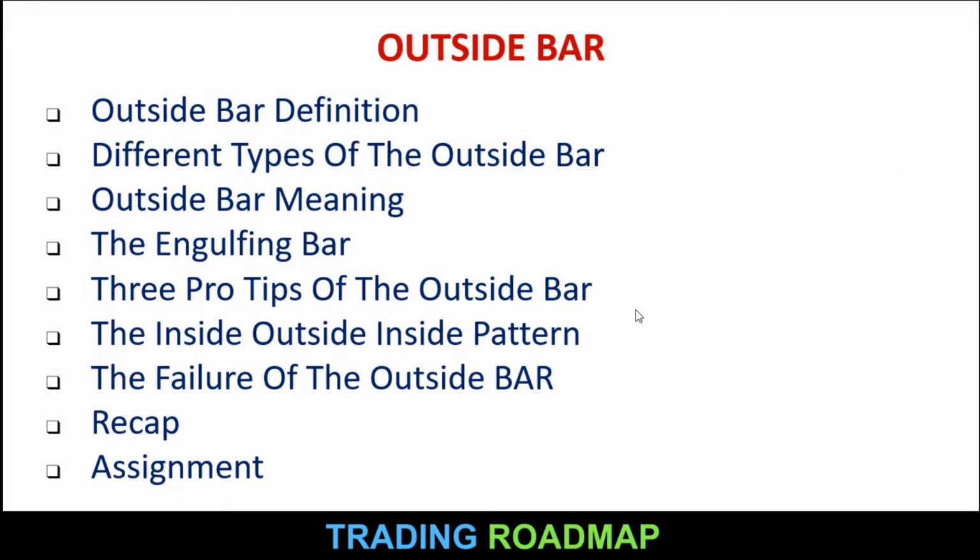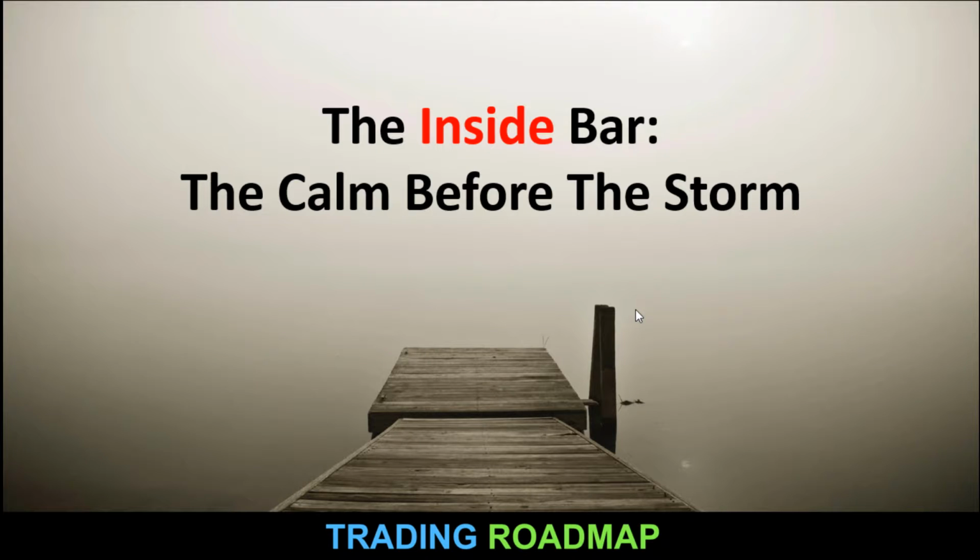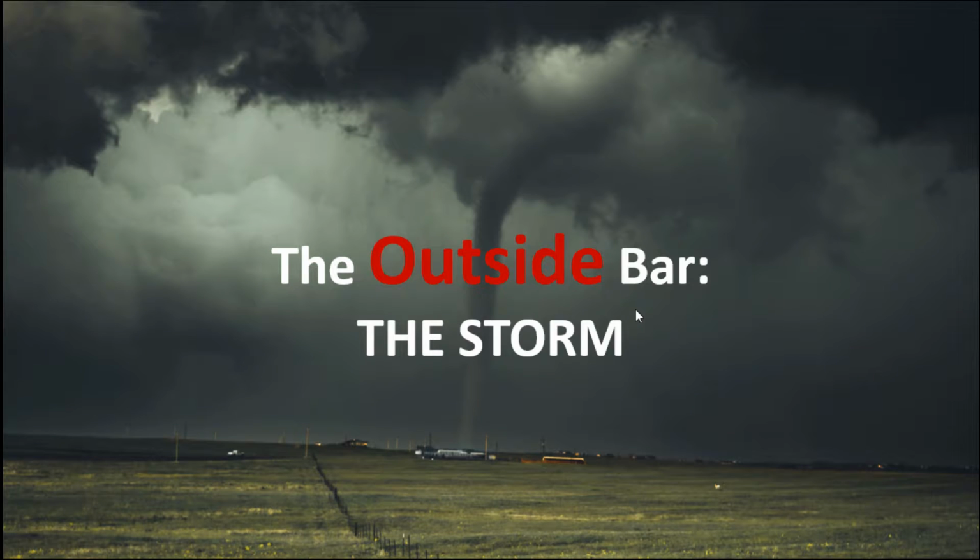So we will go through the definition of the outside bar and the different types of the outside bar, the meaning behind the outside bar, and also I'll show you the engulfing pattern and the three pro tips of the outside bar, the inside, outside, inside pattern, and the failure of the outside bar. Then we're gonna have a recap. Last time I mentioned that the inside bar is the calm before the storm. So the outside bar is the storm itself. And I'll show you exactly what that means.